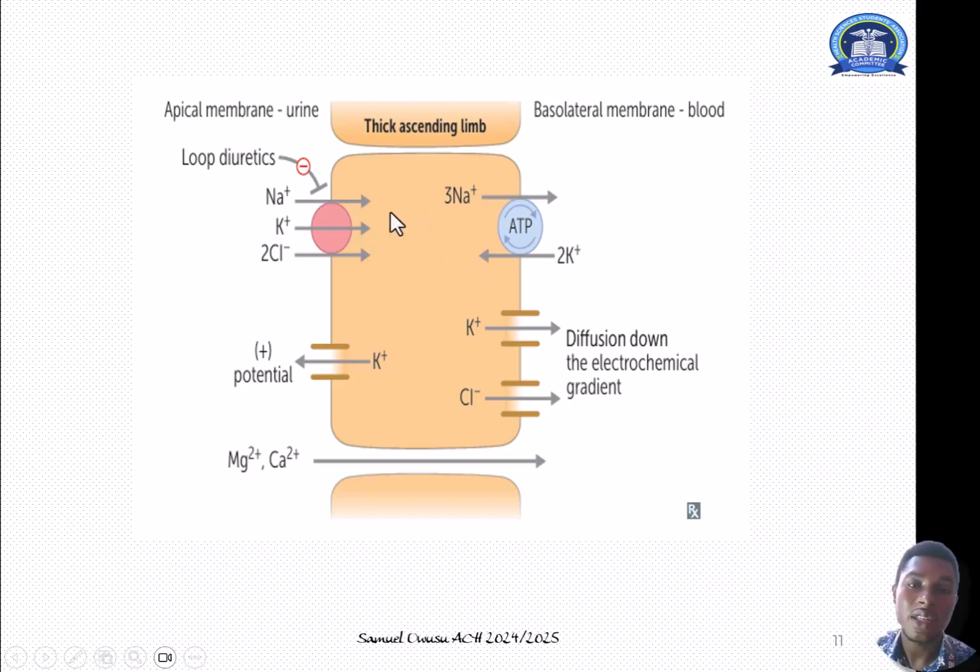That will create the gradient for the sodium ions to move in, potassium ions to move in, chloride ions to also move in. Okay, now once this is inhibited, you will see that the effect is going to be greatly enhanced. Now the magnesium and then the calcium ions can also be reabsorbed paracellularly, between cells, into the bloodstream. Okay, now once loop diuretics are working, they tend to also have an effect on the reabsorption of these, the magnesium ion, the calcium ion. So they also don't move and they are excreted as part of the urine.